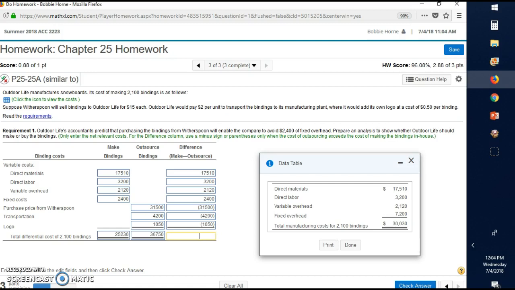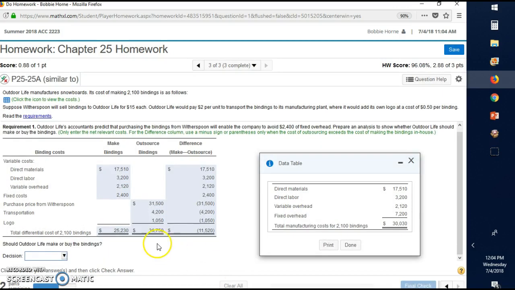So the difference here, 17,510 plus 3,200 plus 2,120 plus 2,400 minus 31,500 minus 4,200 minus 1,050. What this means is the difference here between outsourcing and making would be, it would cost us more to outsource it than it would to actually make it. So we should make the bindings ourselves.